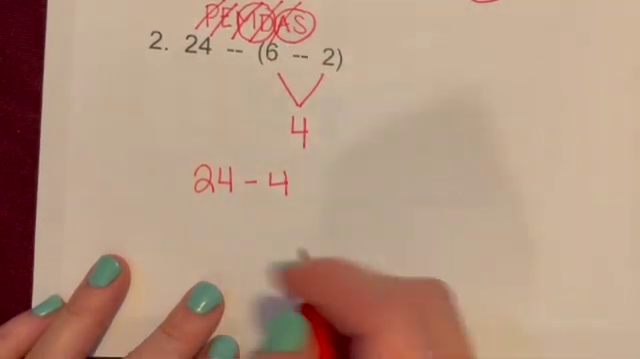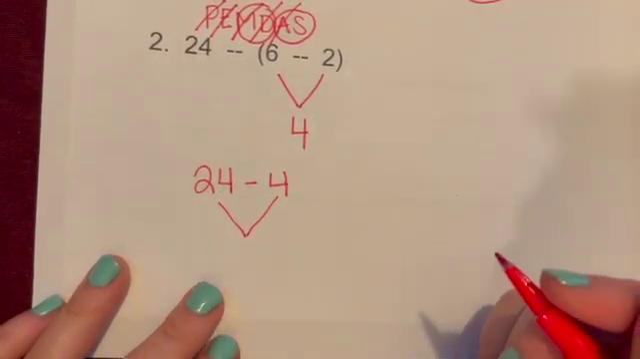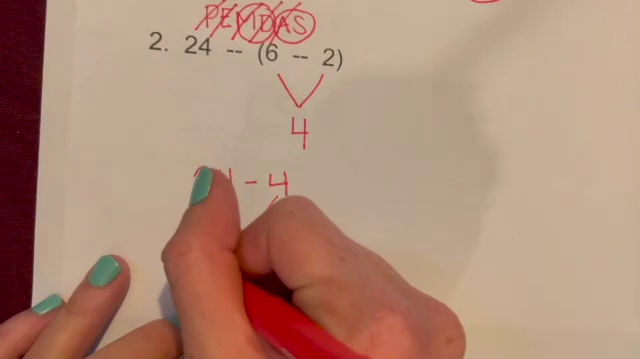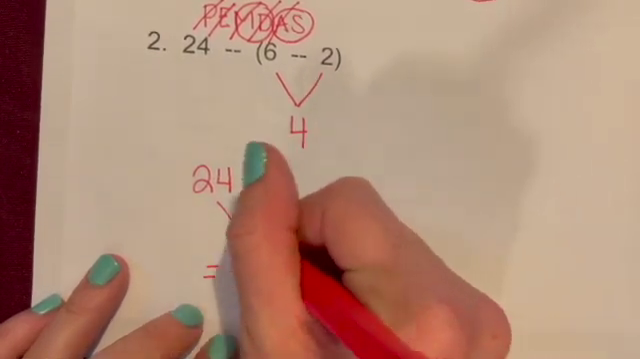So now I'm on S. I found a subtraction sign. I'm going to make my caret, and I'm going to solve. 24 minus 4 equals 20. So my answer for 2 is 20.